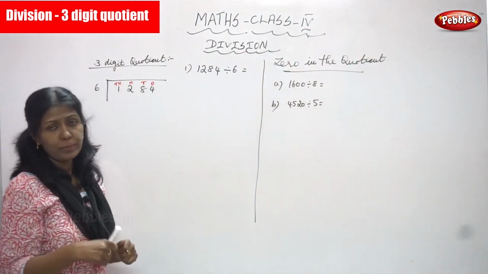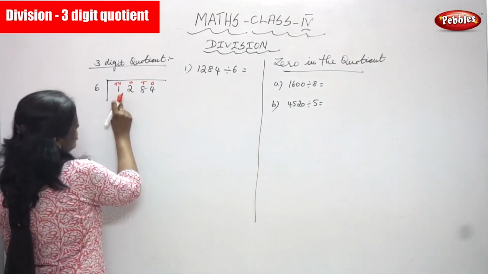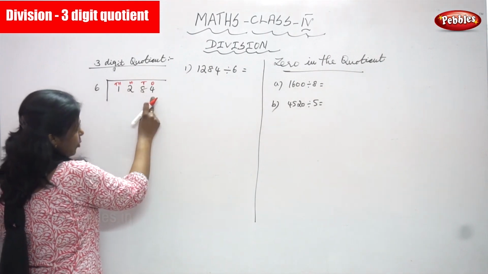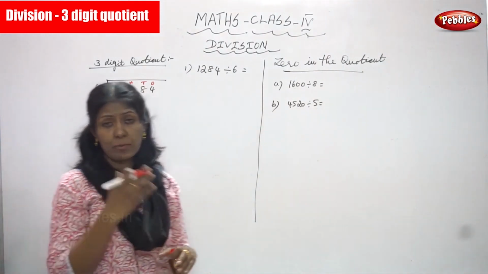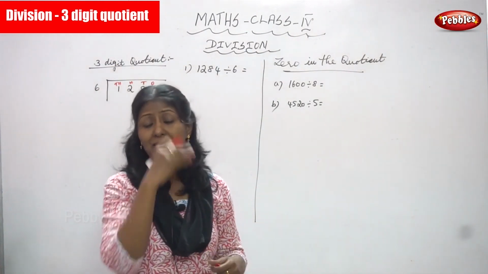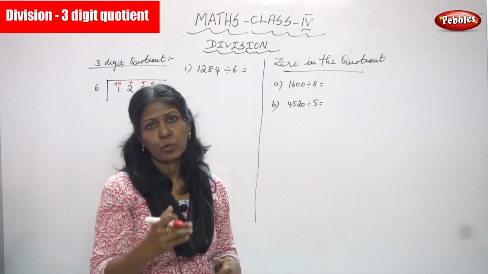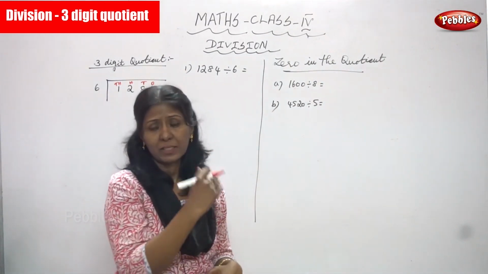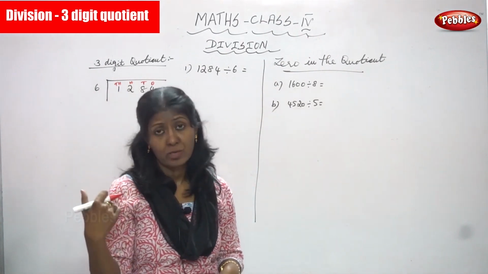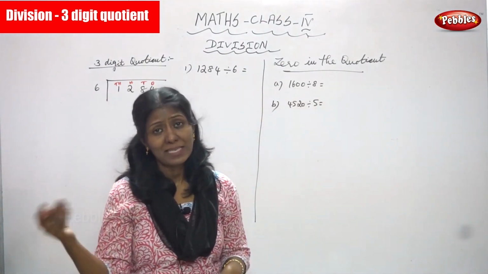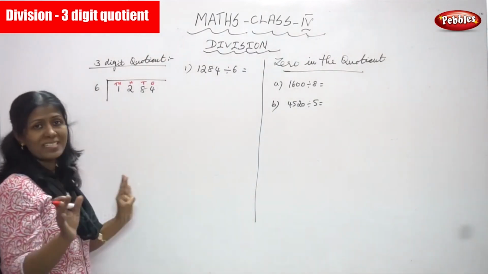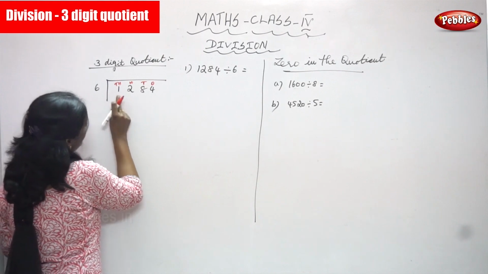Now we are going to solve the problem. First we have to start with the thousands place, after that hundreds, then tens and ones. We have seen the regrouping method before. First we divide the thousands, then the hundreds, then the tens, and at last the ones. But here we just do the normal division, and first we start with the thousands.